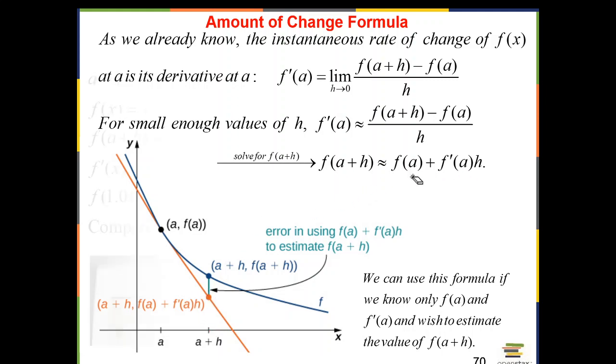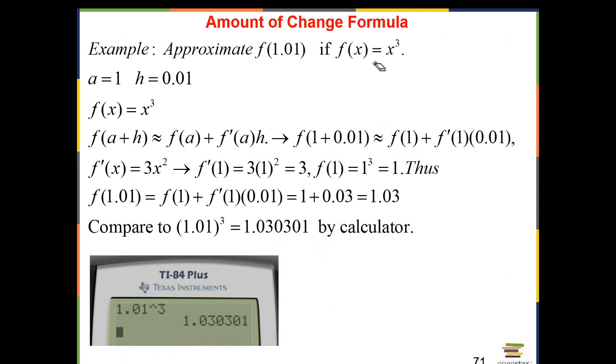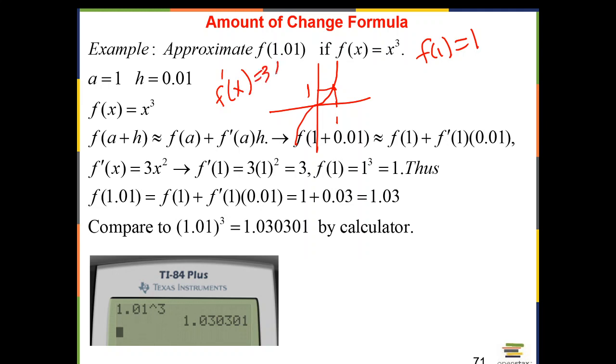So let's do an example. So you know the function x to the third kind of looks like this, right? So here is 1. I know the value at 1 is 1, right? So I know f at 1 is 1. And I know f prime is what? What's f prime of x to the third? Well, it's 3x squared, right? So what is f prime at 1? It would be 3, right? So I know f prime at 1 is 3.